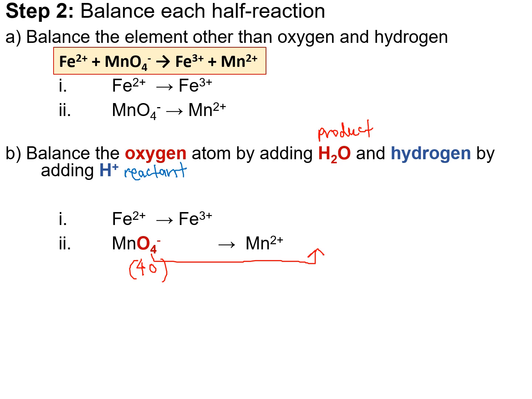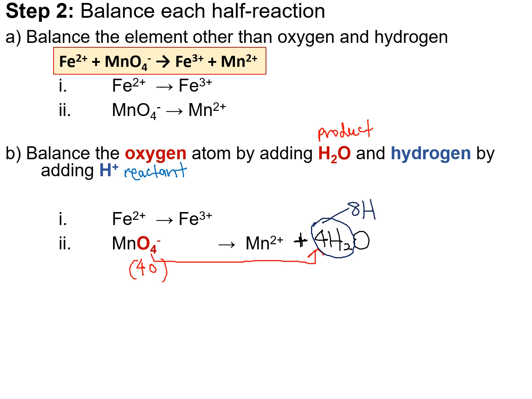Berapa water yang you kena tambah? You kena tengok berapa oksigen yang you ada. Kalau oksigen you ada 4, makanya you kena tambah 4 H2O. So, bila you tambah H2O, maka ada pertambahan hidrogen di sini. Ada berapa pertambahan hidrogen? 8 hidrogen.